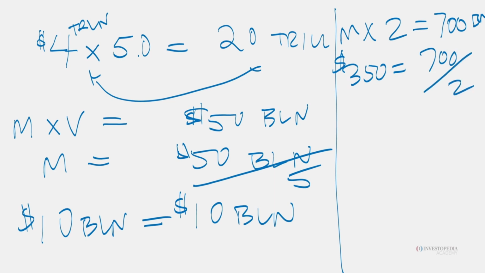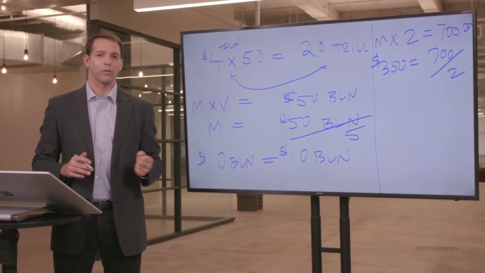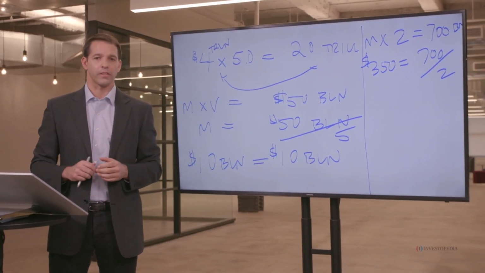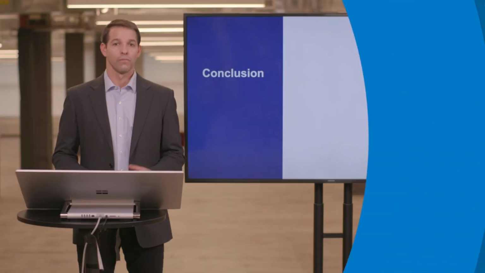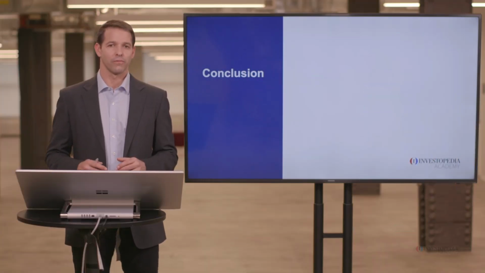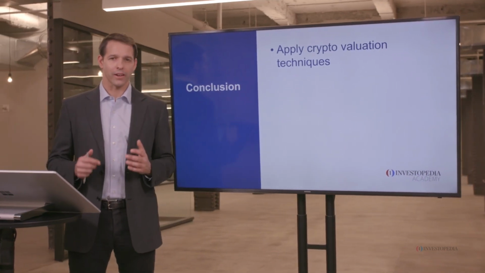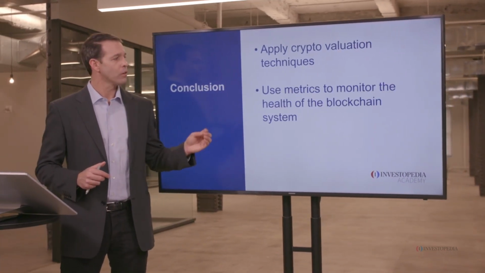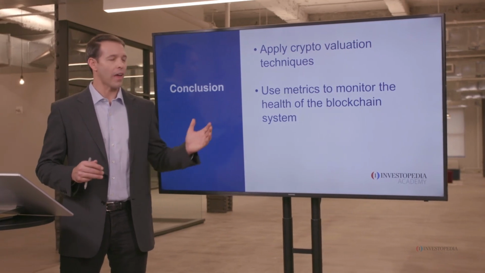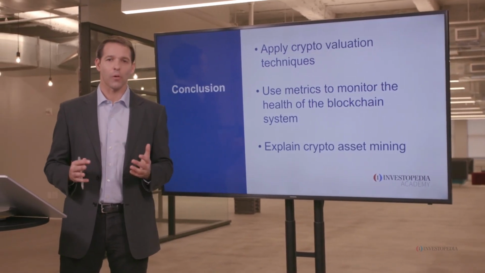So this is a simple accounting identity, or equation of exchange, that shows a simplified way to value Bitcoin or other crypto assets. So this concludes section 2, crypto valuations. Now you should be able to apply different crypto valuation techniques. You should know how to use metrics to monitor the health of the blockchain system. And you should also understand crypto asset mining.